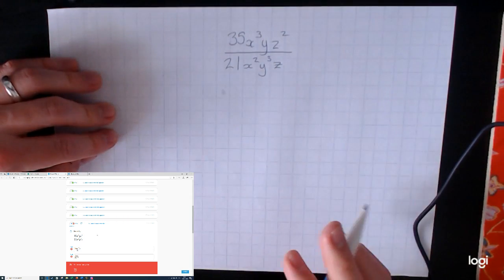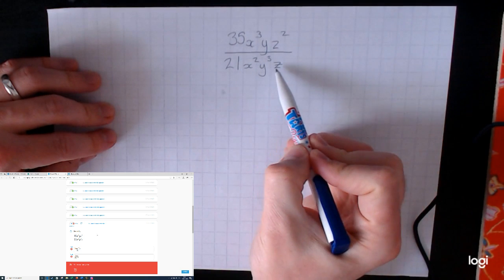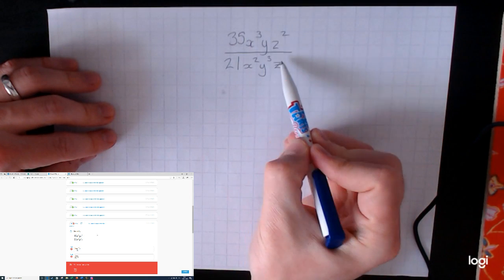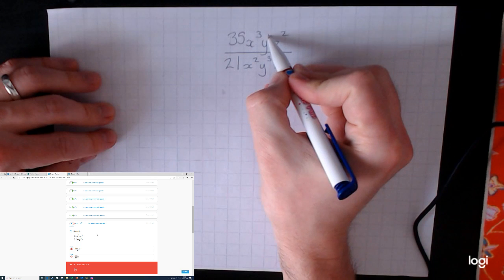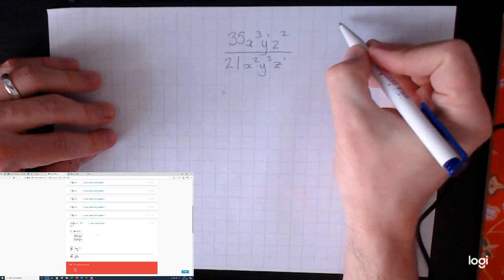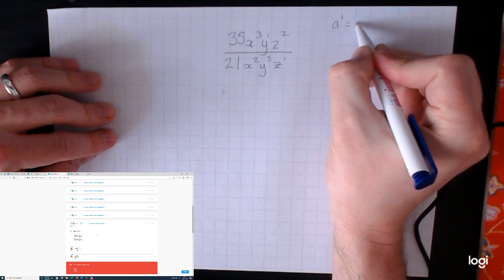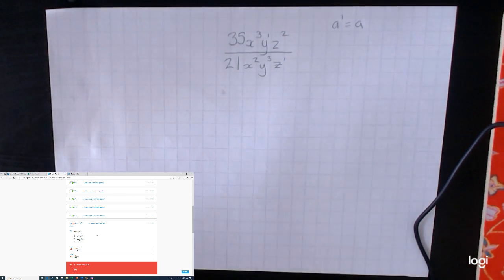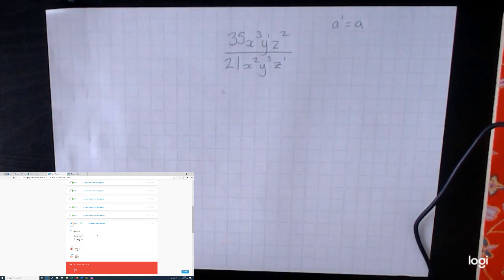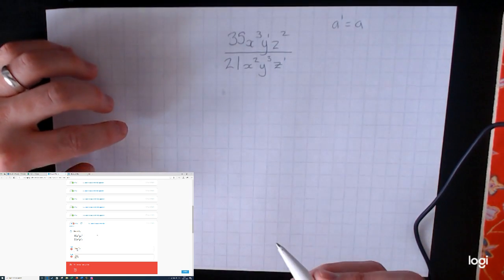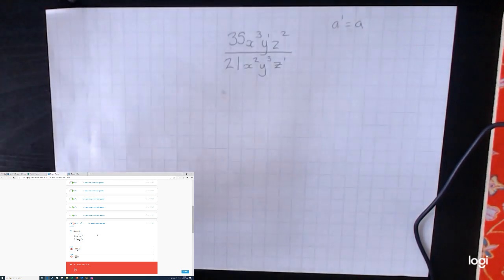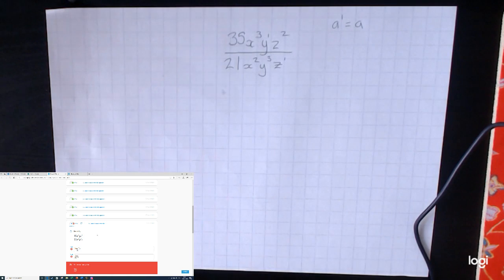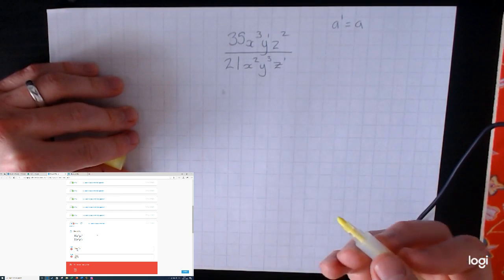So a couple of things to point out first. When we see a letter on its own, that's essentially an invisible 1. But anything to the power 1 is just itself, so we don't write it. It's a waste of time. And mathematicians were always trying to be a bit cheeky and write less. So we're going to treat the coefficients as one part, and then treat each individual letter and base power as a different part.